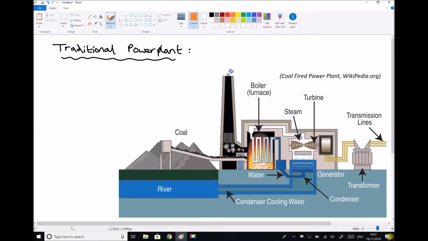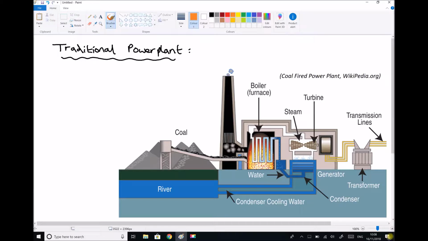Before we continue looking at renewable energy sources, we're going to look at a coal-fired power plant, or a more traditional type of power plant. And the reason for this is there's a lot of similarities between a traditional power plant and things such as our biomass power plants. So first of all, we're going to try to understand how a traditional power plant works so that we can incorporate some of those concepts when we look at biomass power plants.